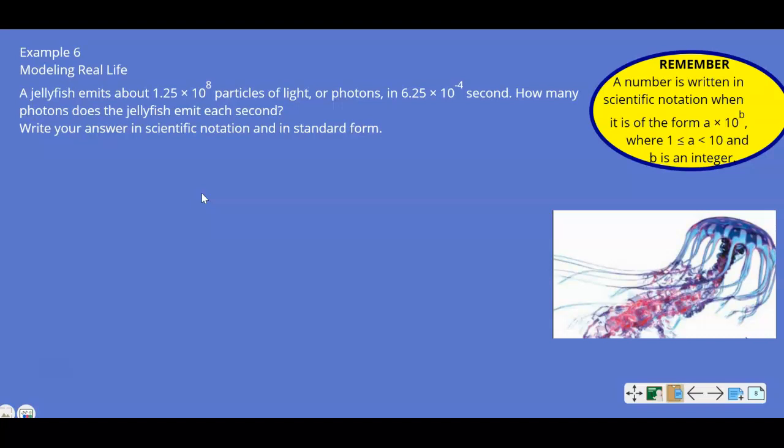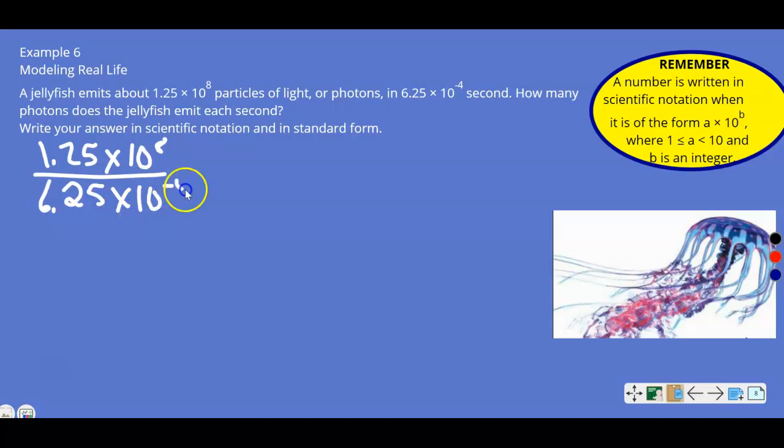All right, so what do we need to do? First, we need to decide what to do. So we need photons per second. So we're going to have to find the unit rate of photons per second. So we're going to have 1.25 times 10 to the 8th divided by 6.25 times 10 to the negative 4.